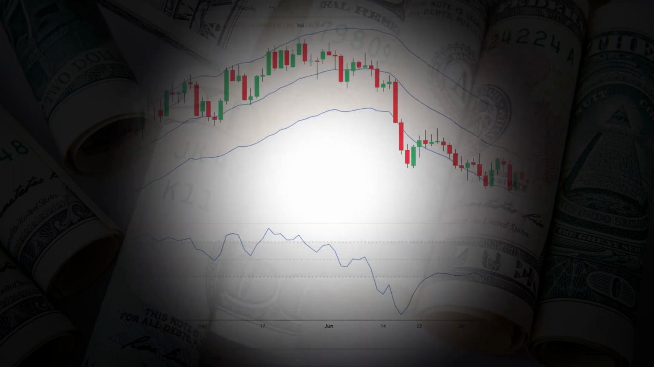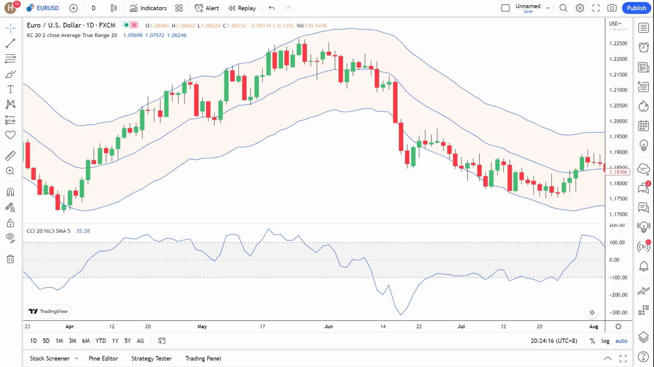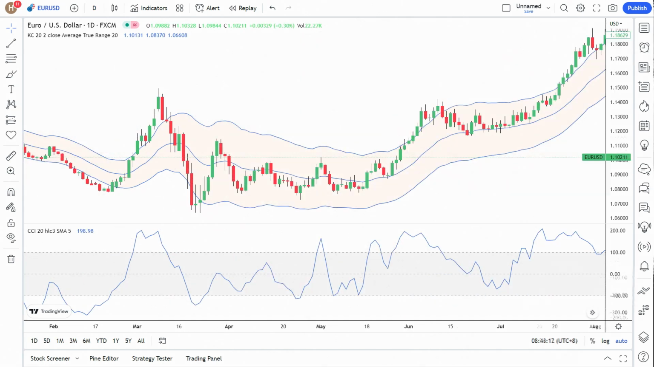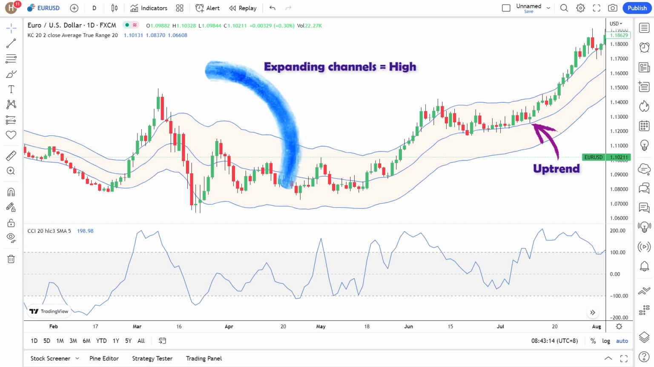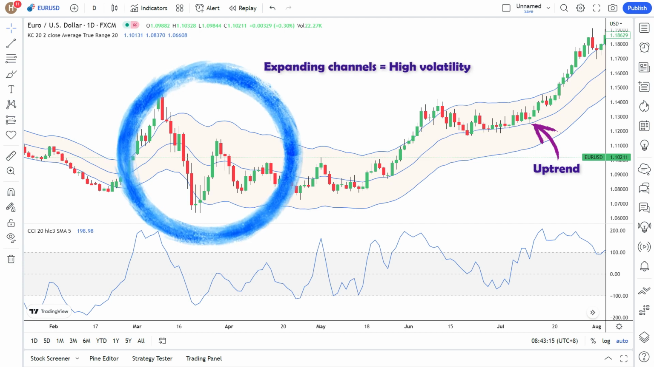Let's start with the Keltner channels. By default, they consist of a 20-period exponential moving average surrounded by a pair of upper and lower bands, each spaced 2 ATR away from the moving average. Unlike a bar's high-low range, true range takes price gaps into account. Keltner channels elegantly convey market sentiment. The slope of the moving average indicates trend direction, while channel width conveys market volatility.